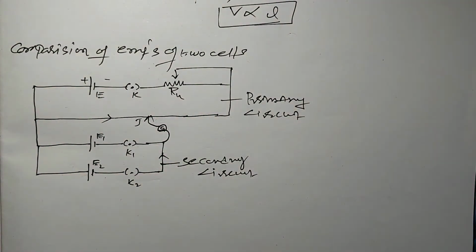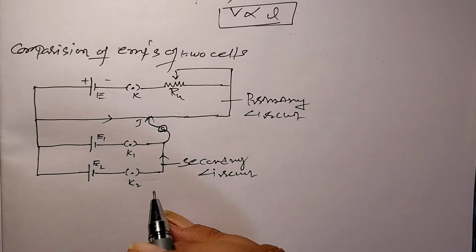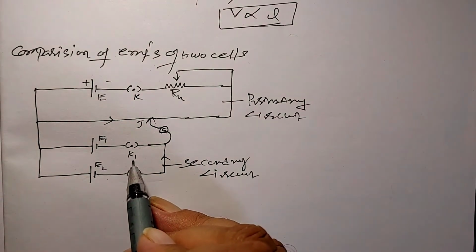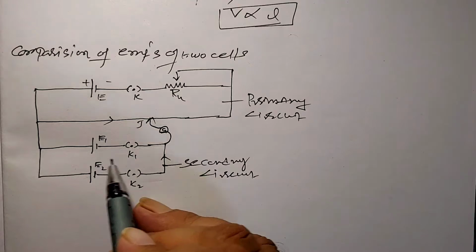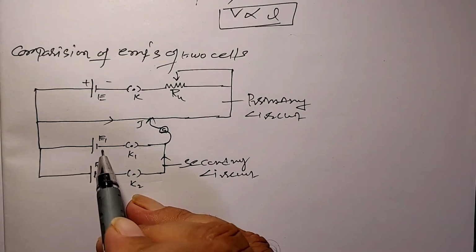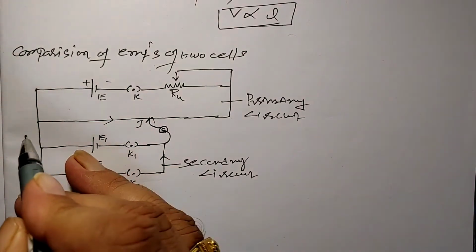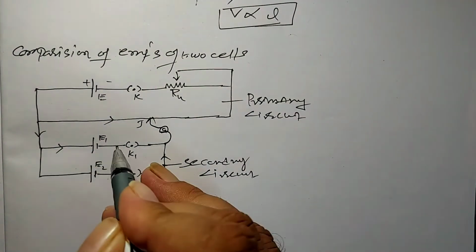Now, let us discuss how we can compare the ratio of EMFs of the two given cells. Observe carefully. By closing key K1, a cell of EMF E1 is introduced in this circuit, so that the current is flowing along this direction.